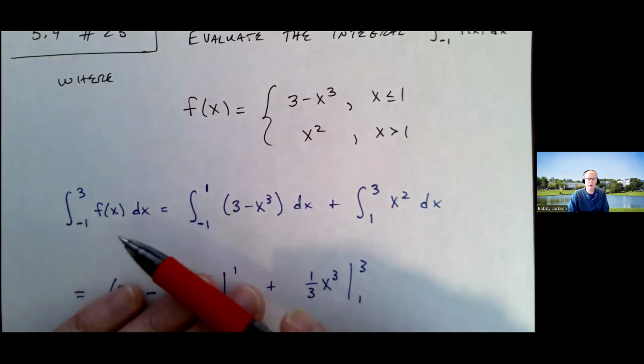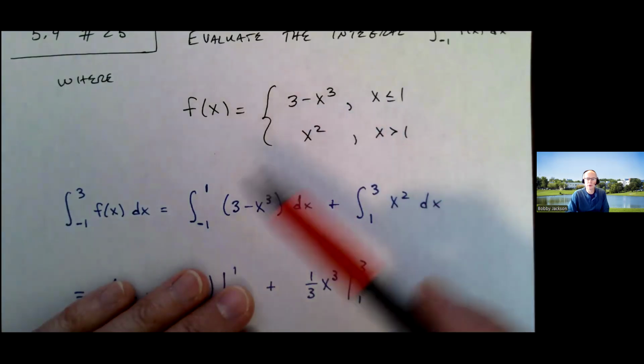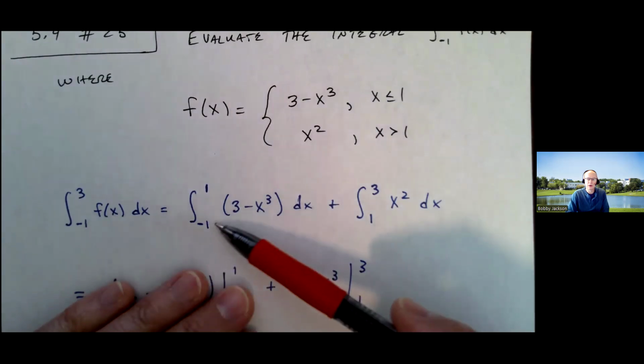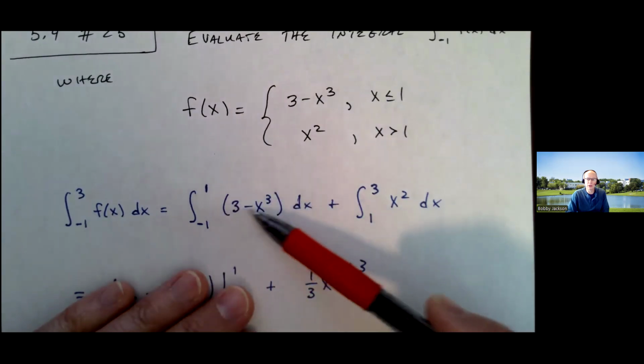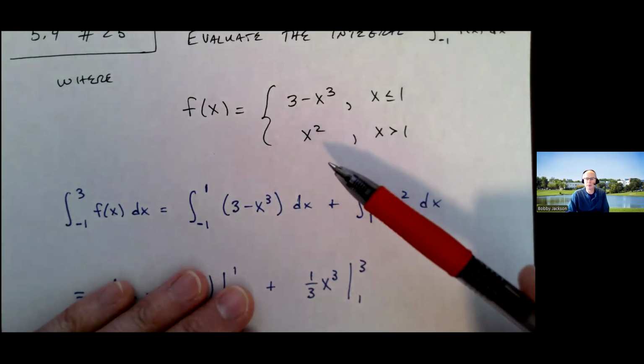So basically integrating here, notice for values less than or equal to 1, we have to use this rule. So from -1 to 3, we go from -1 to 1 using this formula, right? And then from 1 to 3, we would have to use this formula, right?